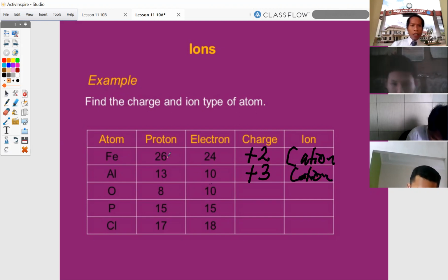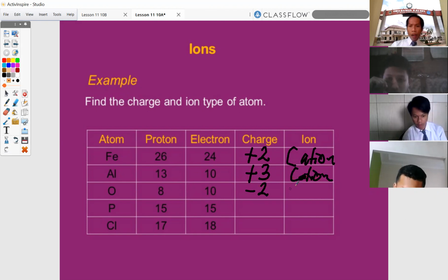And another one, Naufal Rizki Sufyan. Yes, mister. What is the charge here? -2. -2. Good. What is the name of the ions? Anion. It is anion. Okay.